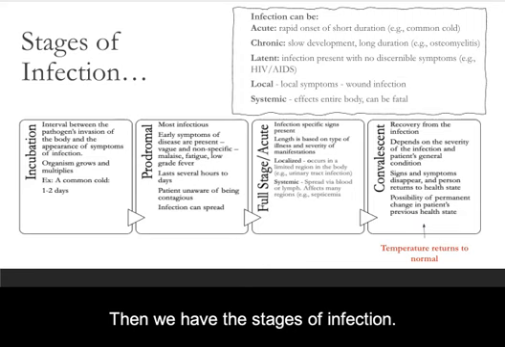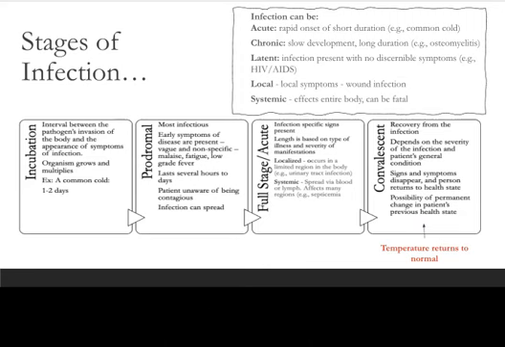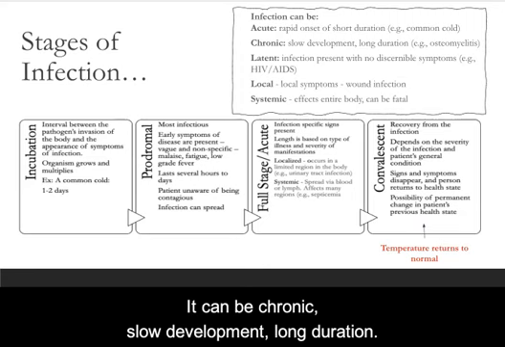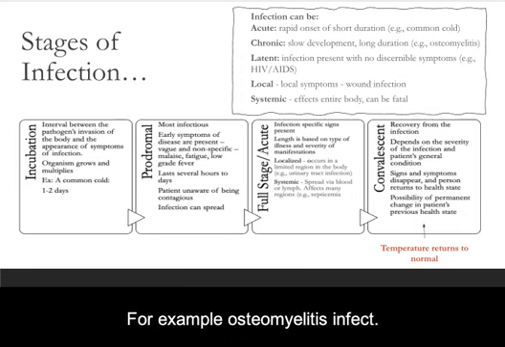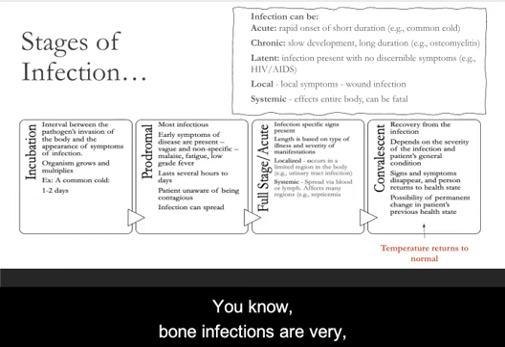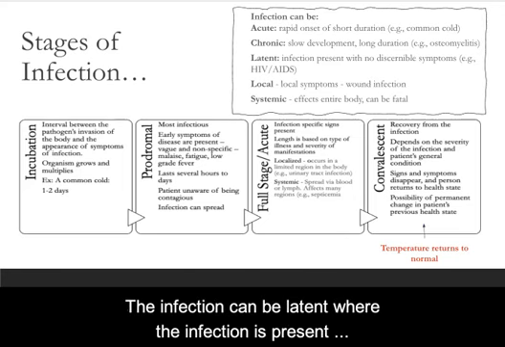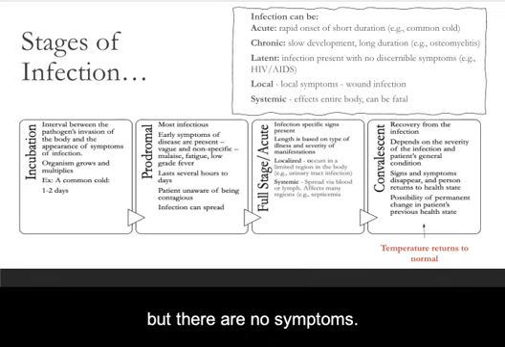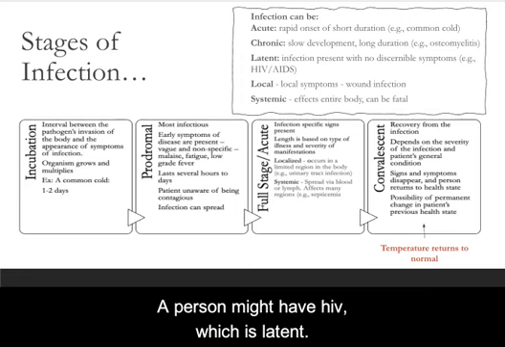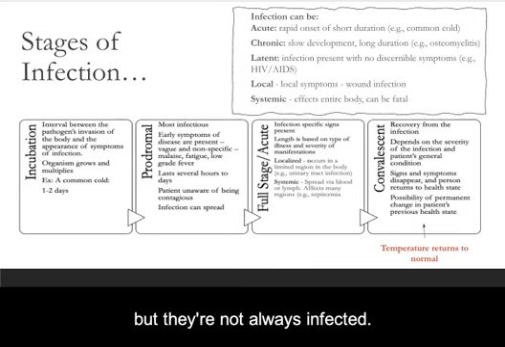Then we have the stages of infection. The infection can be acute, rapid onset, short duration, for example, the common cold. It can be chronic, slow development, long duration. For example, osteomyelitis, bone infections are chronic and they last for long periods of time. The infection can be latent, where the infection is present, but there are no symptoms. For example, HIV and AIDS. A person might have HIV, which is latent. The pathogen is there, but it's latent, but they're not always infected.